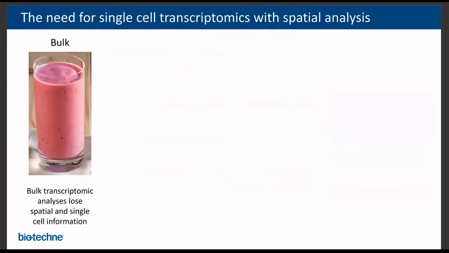In this first slide, we're trying to do a little comparison, a little analogy. Traditionally, transcriptomic analyses have relied on bulk tissue analyses such as PCR, which we all know and are pretty familiar with. PCR provides an average level of gene expression in a sample, but loses the spatial and single cell information. This is pretty analogous to a fruit smoothie, which can be a delicious drink, but you can only guess what's in the smoothie. So you don't really know the ingredients.